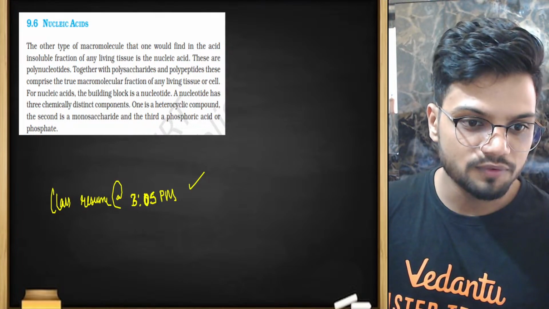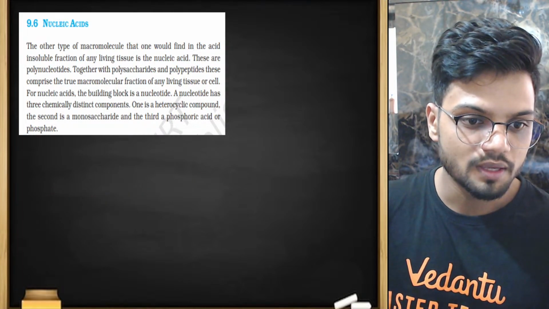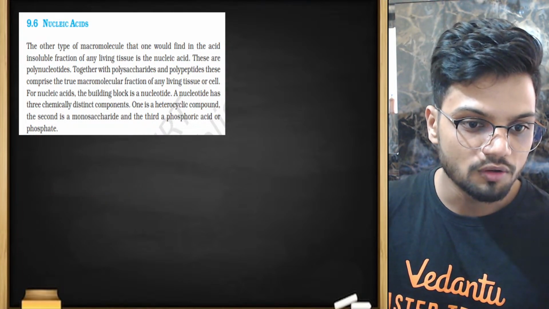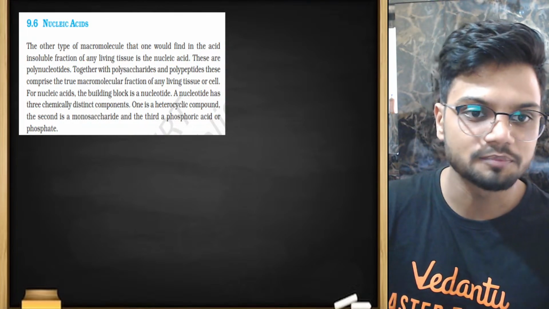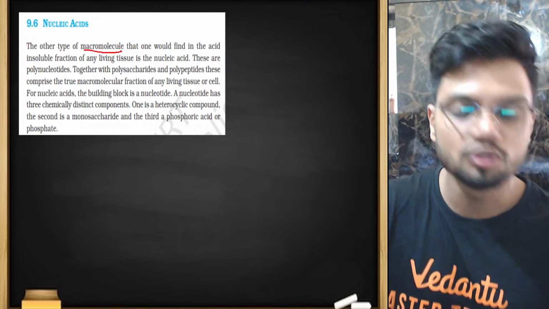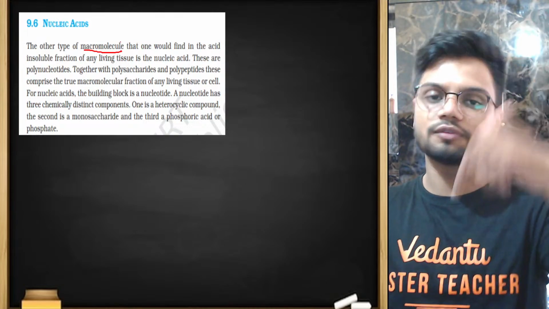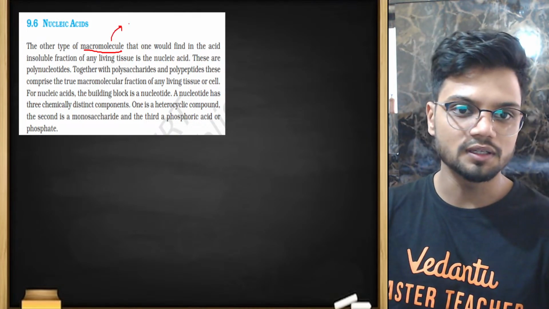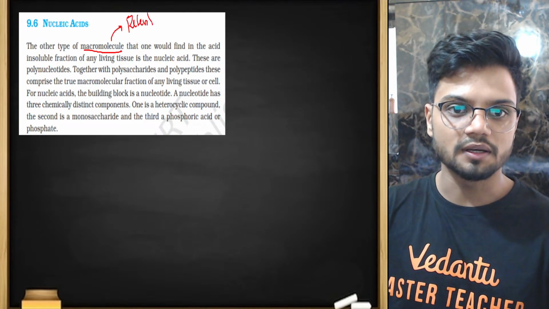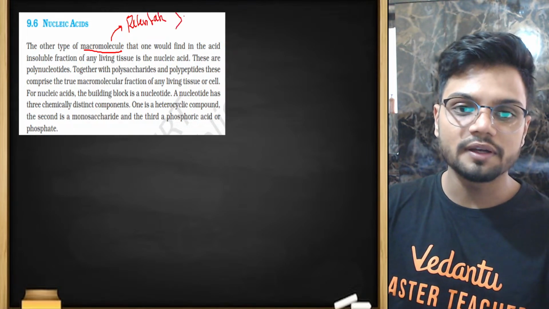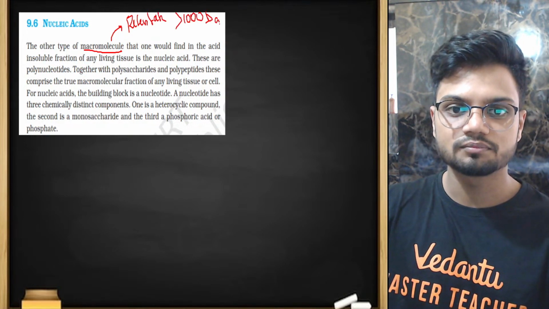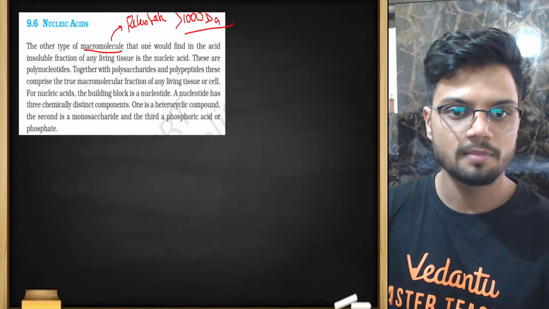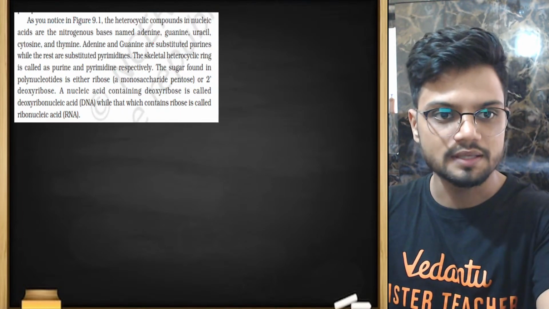Now tell me, if it is a type of macromolecule, where do you find it? Can anyone tell me in the chat? If it is a macromolecule, do you find it in the retentate or filtrate? Obviously, you'll find it in the retentate. Right, retentate. Why? Because the molecular weight is more than 1000 daltons. Yes. Okay. Nucleic acids.